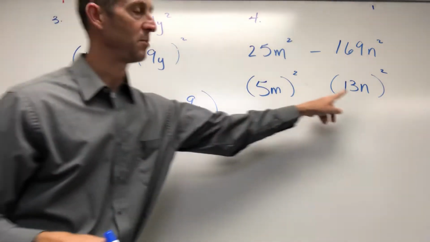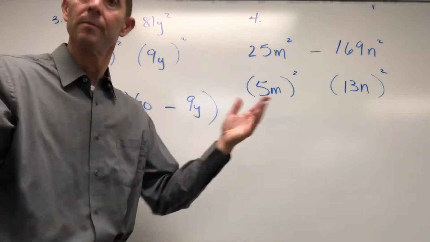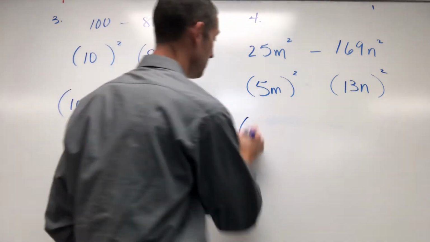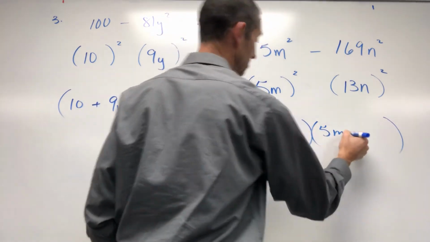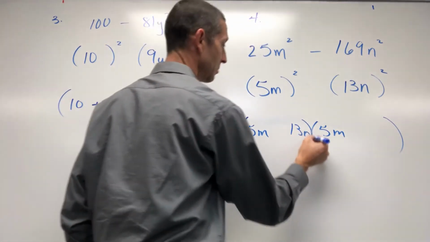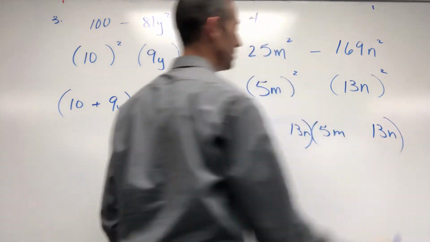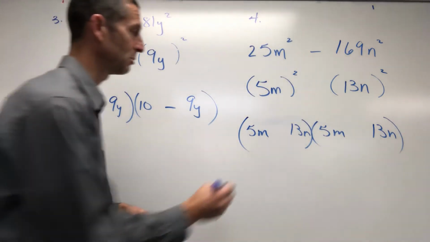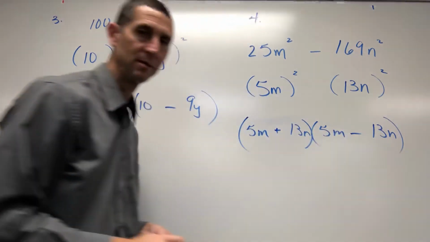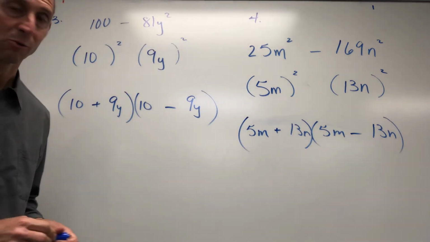So here's 5m, here's 13n. We're good to go. Drop them in. 5m, 5m. And then your second one, the 13n and the 13n. So you have it all set up. Finish with your signs, 1 plus, 1 minus. Factor in a little difference of squares.